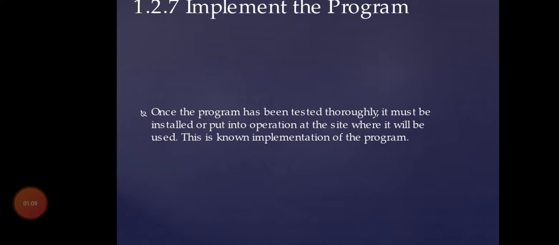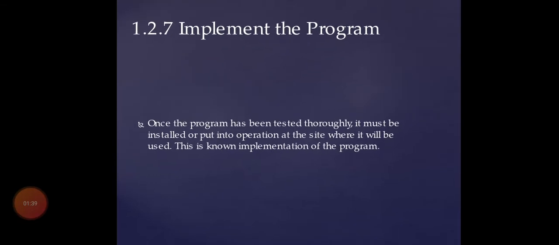Once the program has been tested thoroughly, it must be installed or put into operation at the site where it will be used. Means if it is designed for an office, you are going to install it in the office and you will do the working on it. This is known as implementation of the program. When it is designed for the office and the office owner has given you all the requirements, you will install it and run it in that office. This is called implement the program.